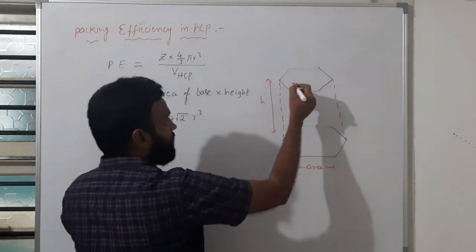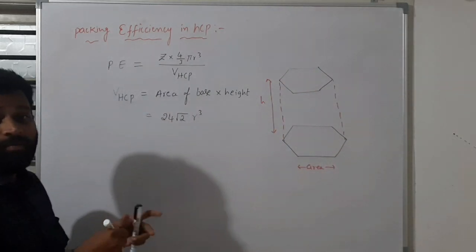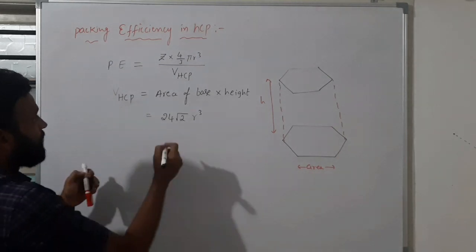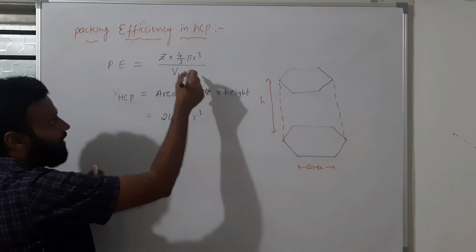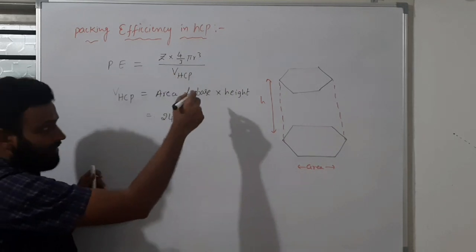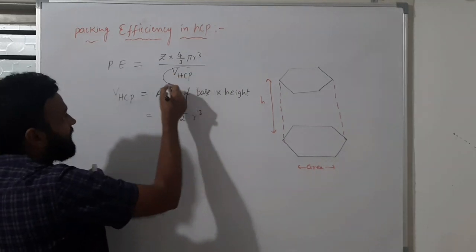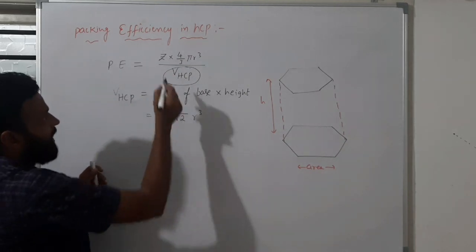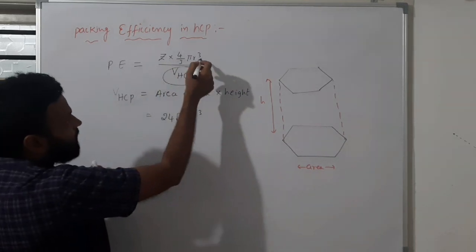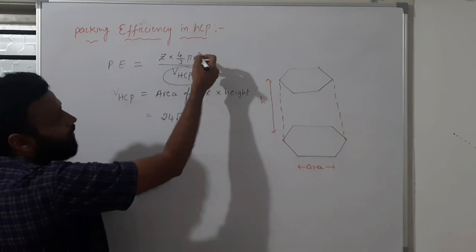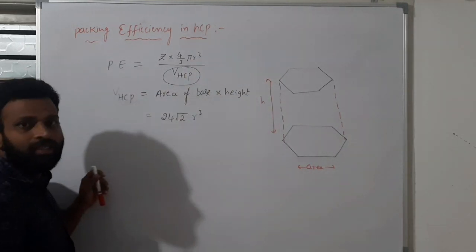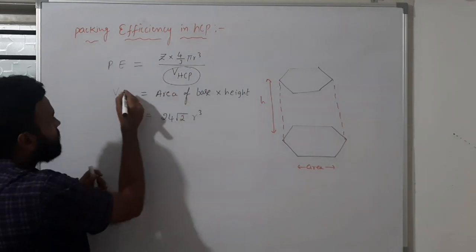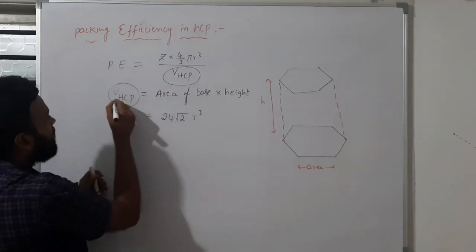Okay, so what is the packing efficiency means, you have to consider this one. This is very simple: volume of atoms by volume of unit cell. This volume of unit cell I only wrote as volume of HCP, and this Z into 4 by 3 pi r cube is nothing but volume of all atoms. So this is packing efficiency, you know already, that's why I wrote it. But this volume of HCP is nothing but volume of unit cell.